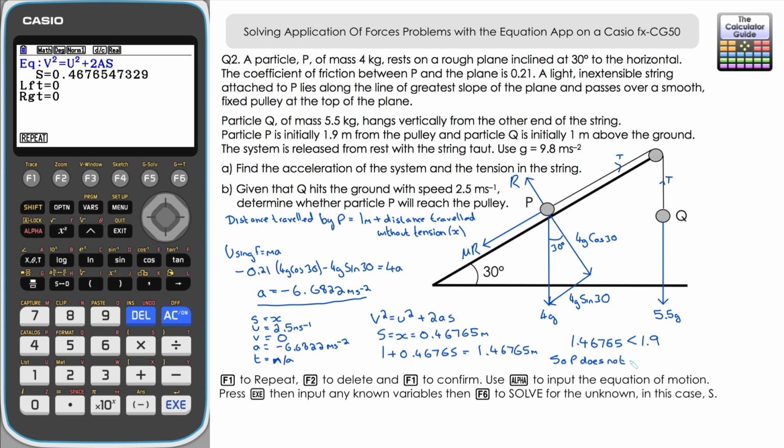So there we go, how we can use the equation app on the fx-CG50 to help us with some application of forces problems. These are often quite lengthy questions, as you can see, and it's well worth setting up all your information first before you then use the calculator. The calculator then makes it a lot easier to do some of these calculations and store the figures, so you don't have to keep writing them out over and over again.